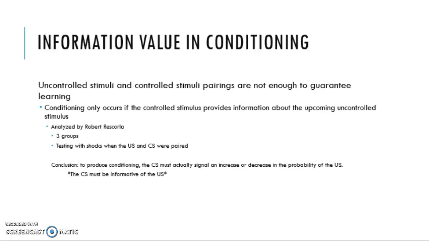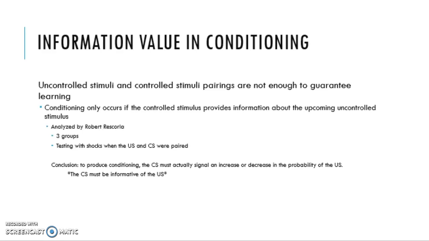Pages 101 through 109. So we're going to start on information value in conditioning. During the 1960s, it was discovered that conditioning does not only automatically happen when a controlled stimulus and uncontrolled stimulus are paired, but when the controlled stimulus provides information about the upcoming uncontrolled stimulus. And Robert Rescorla studied this in a demonstration that included 3 groups.